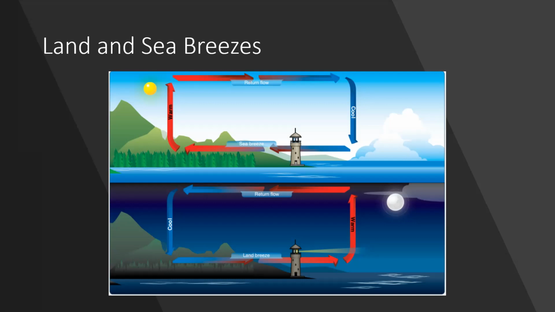And the same thing happens at night when the sun goes away. The land starts to cool faster than the water. And so the water heats up the air and it moves back over the land and descends and it moves back out towards the water.